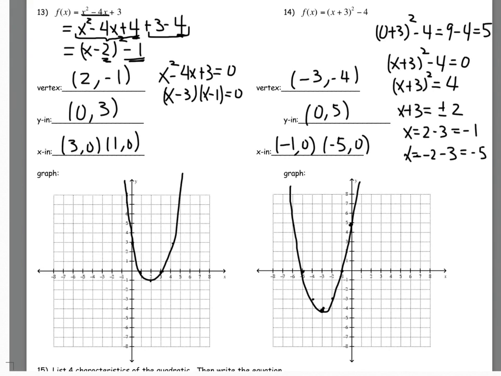How about the y-intercept? Y-intercept is by setting your x equals 0. So if I put the 0 all the way back to the given equation, x squared minus 4x, both of them will be 0. I'm left with just a constant, 0, 3.